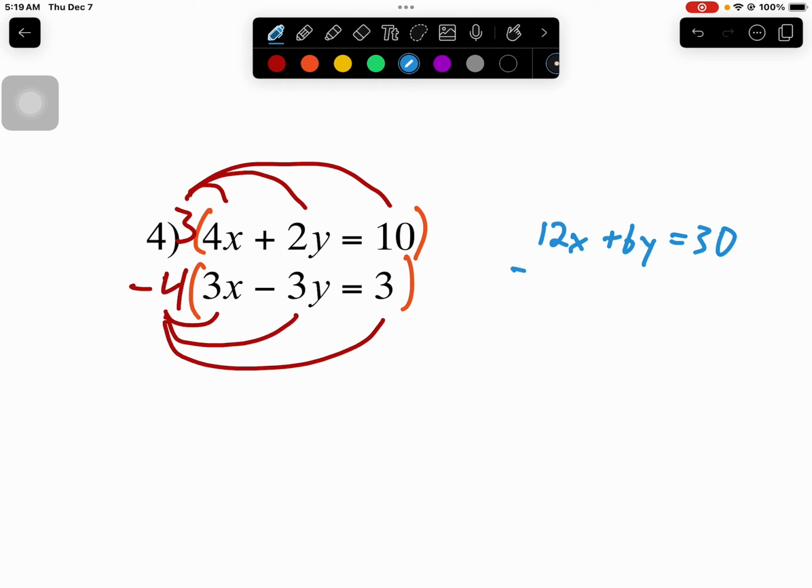Negative 4 times 3x, negative 12x. Negative 4 times negative 3y is positive 12y. And then negative 4 times 3 is negative 12. All right, then I'm ready to add straight down. So 12 plus negative 12 should cancel out. That's why I made that happen.